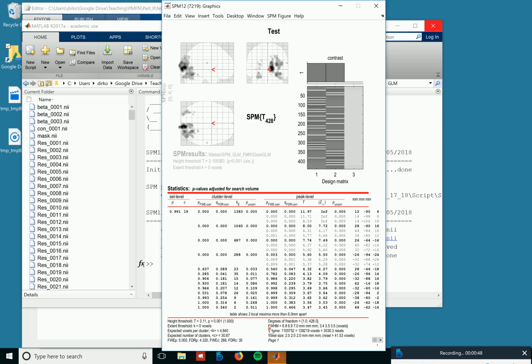We find this term full width half maximum, which has been estimated here. So the full width half maximum parameterization of the smoothness plays a role. And then, and this is why I'm bringing this up, there is the other term Resel in here. So you see Resel here and you see Resel there.